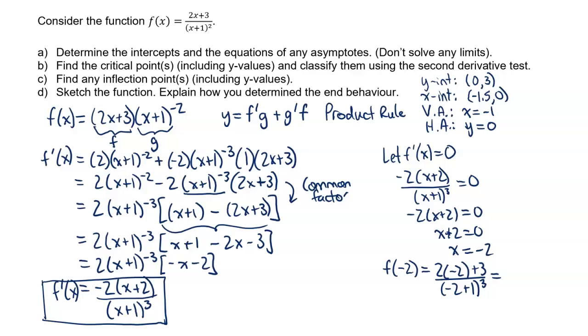And so what we end up getting on the numerator is -1. In the denominator, we end up getting -1 cubed, which is -1. And so we get 1. So our only critical point is at (-2, 1).